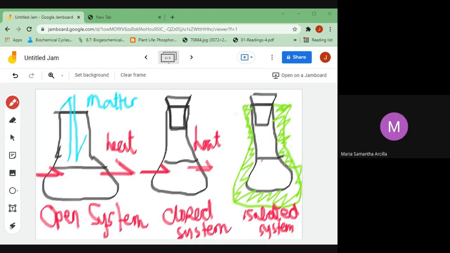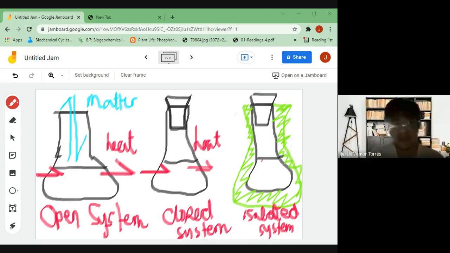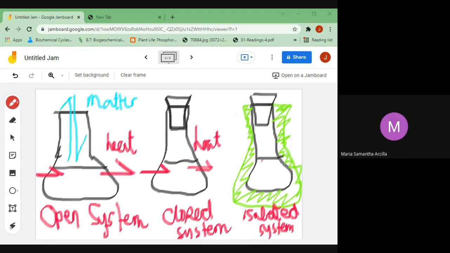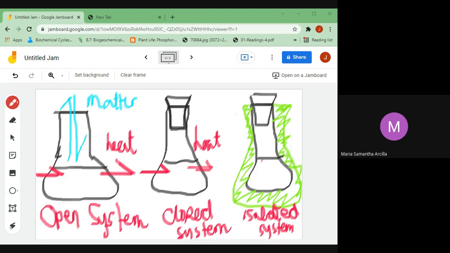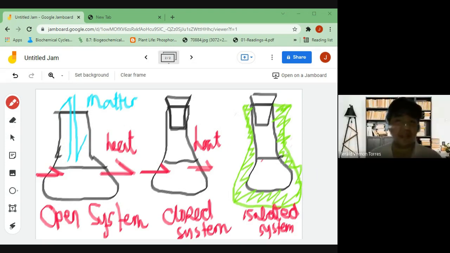Sam, do you think matter can enter and exit the planet Earth? In its natural state, when we are speaking of natural processes, so without human interference, can matter enter and exit planet Earth?